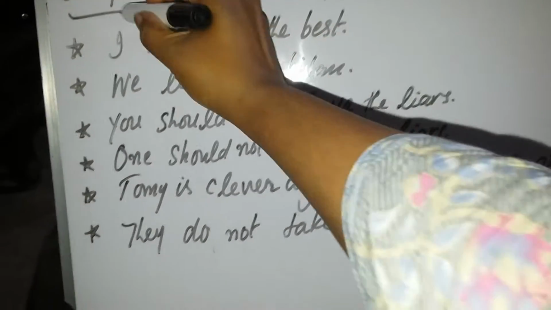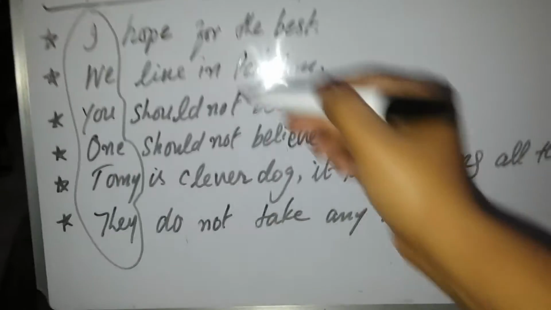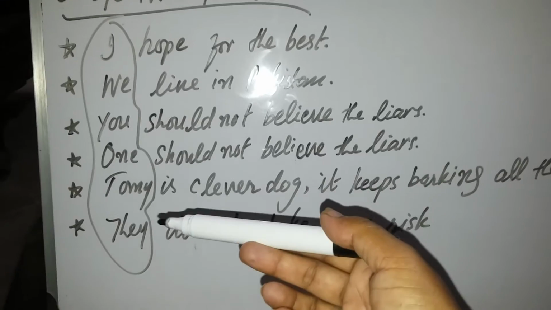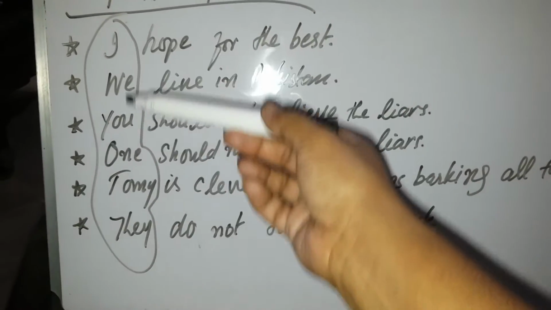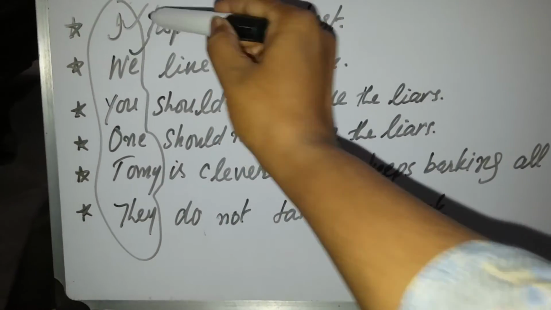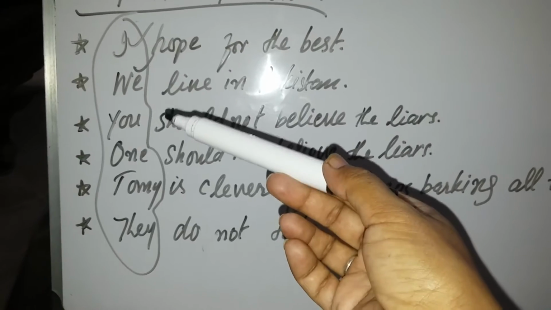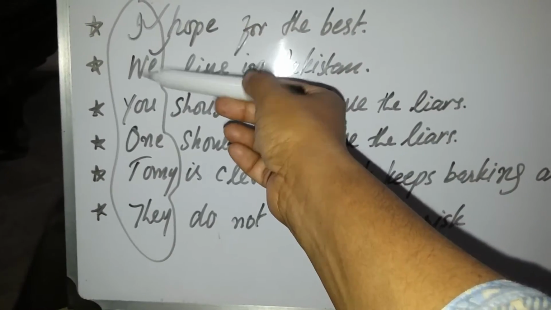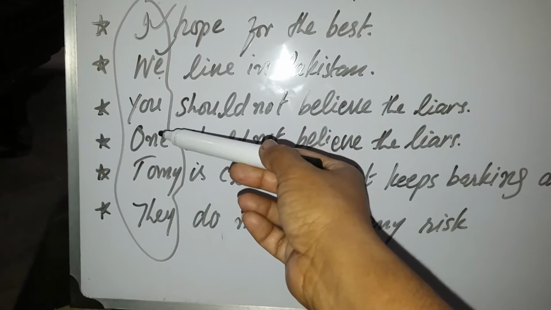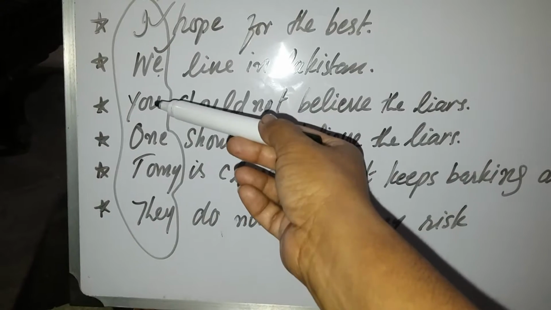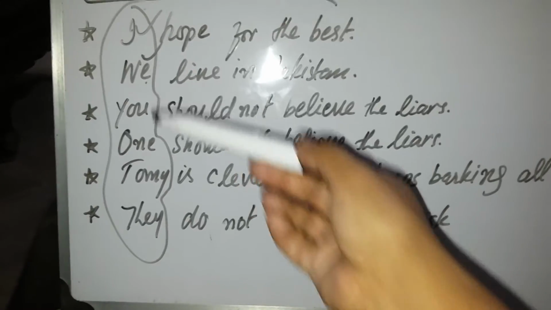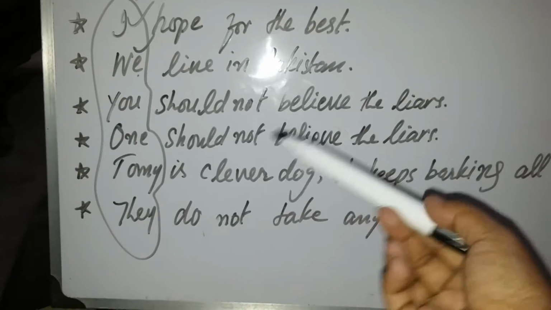Now these are all subjective pronouns because they are used instead of a subject, or they are working as a subject in all these sentences. I, we, you, one, Tommy and they. I and we are singular and plural subjective pronouns. You can be used for singular and plural as well. One can be used instead of you, but as I taught you, one is formal, and you can be used in a normal conversation.